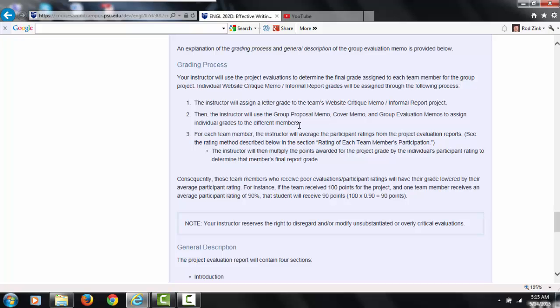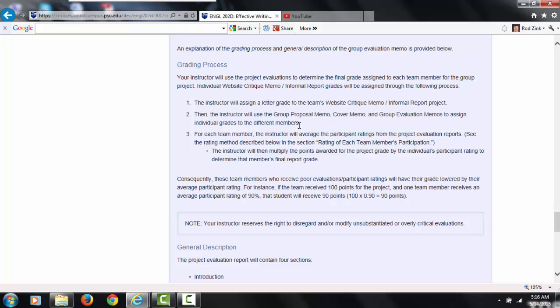Next, the instructor multiplies the average rating, which is a percentage from 1 to 100, and the base grade, and then the product of that is the student's grade. Simple, huh? Let's move forward and see if we can clear it up somewhat for you. Hang in there. We'll get back to how everything is calculated in just a little while.